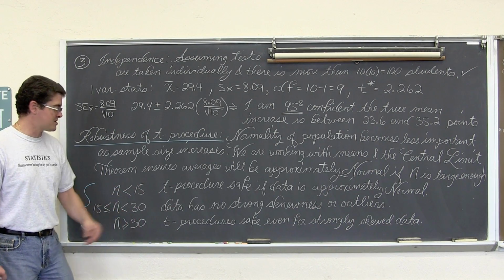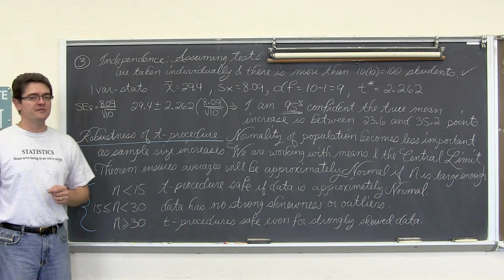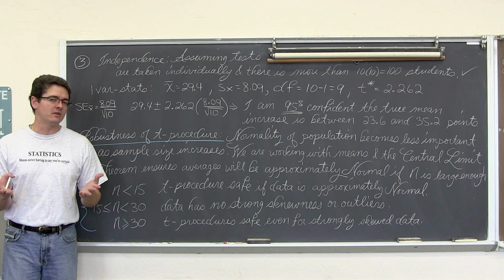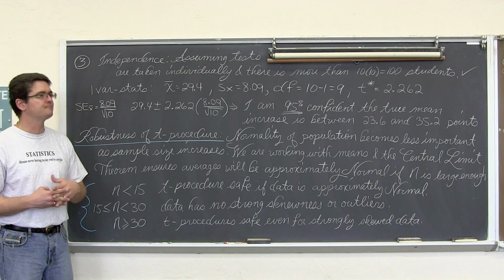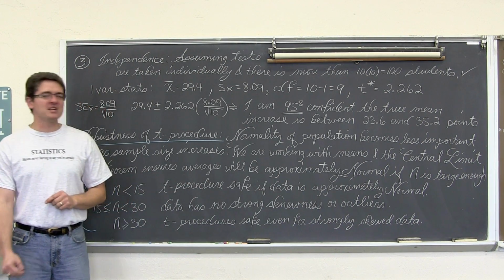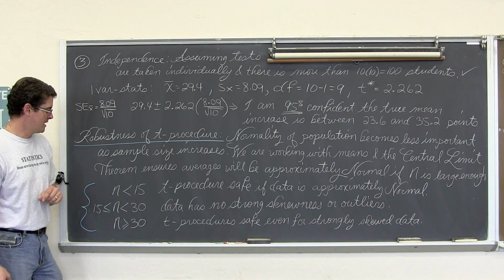And again, the guidelines, this will be probably the third time I've included in my videos. If n is less than 15, the T procedure is safe, and that could be a t-test, which we haven't learned yet, or this T interval, confidence interval, if the data is approximately normal. It'll need to be pretty symmetric and pretty unimodal.